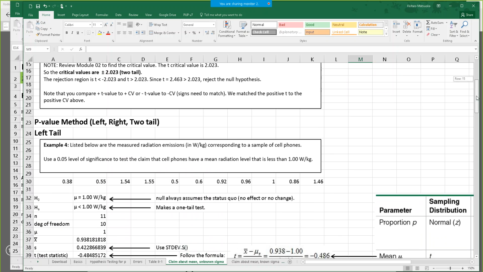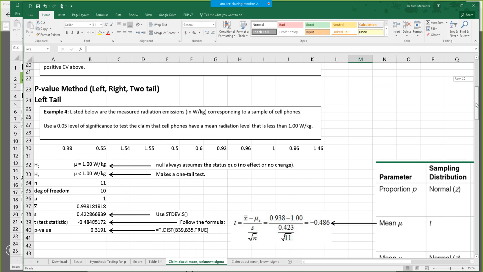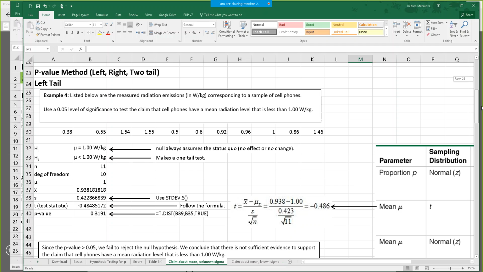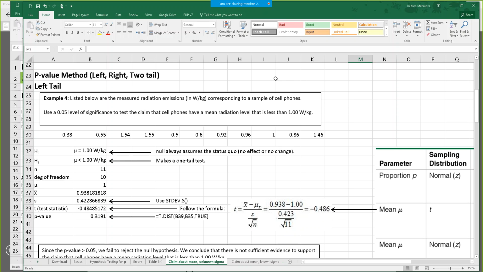Okay. So now let's look at the left tail, right tail, and two tail. Alrighty, so here's one example. Listed below are measured radiation emissions in watts per kilogram corresponding to a sample of cell phones. Use a 0.05 significance level to test the claim that the cell phones have a mean radiation level that is less than 1.00 watts per kilogram.